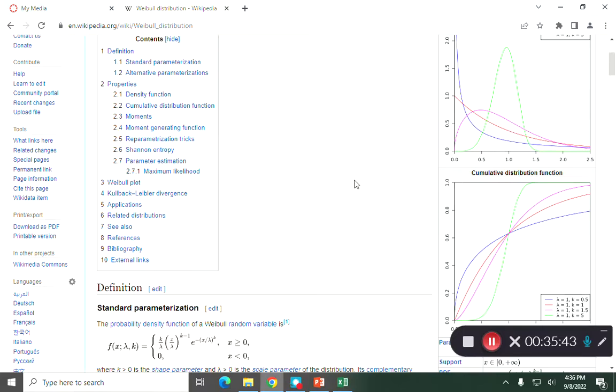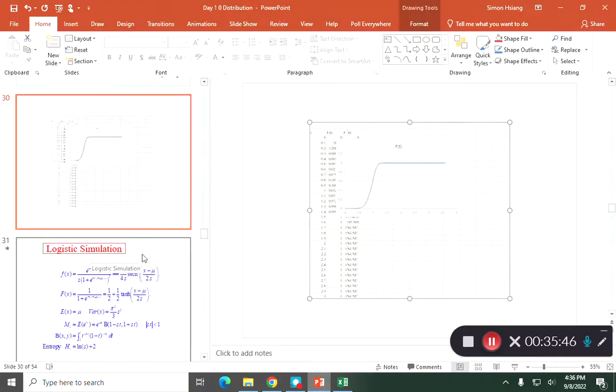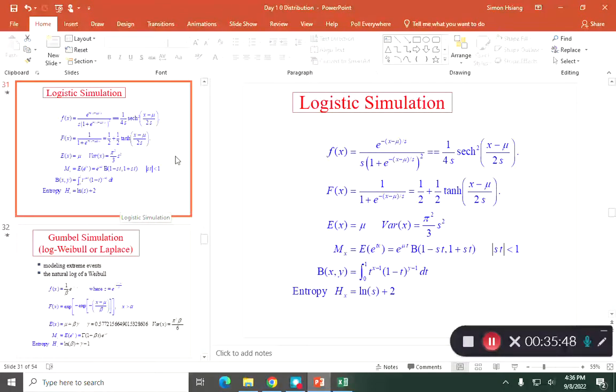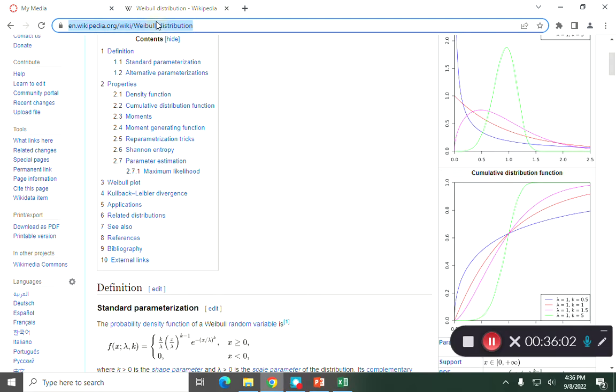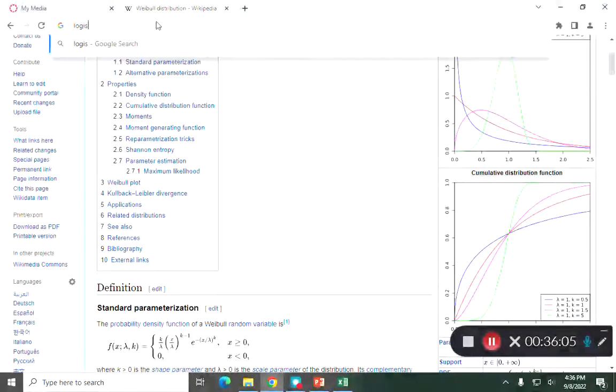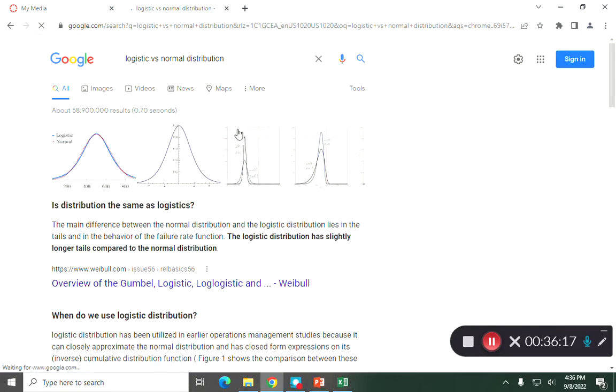And now, logistic distribution. The logistic distribution basically looks like a normal distribution. Let me see if I can find a logistic versus normal curve. Well, just take the normal distribution. Okay, here we go.